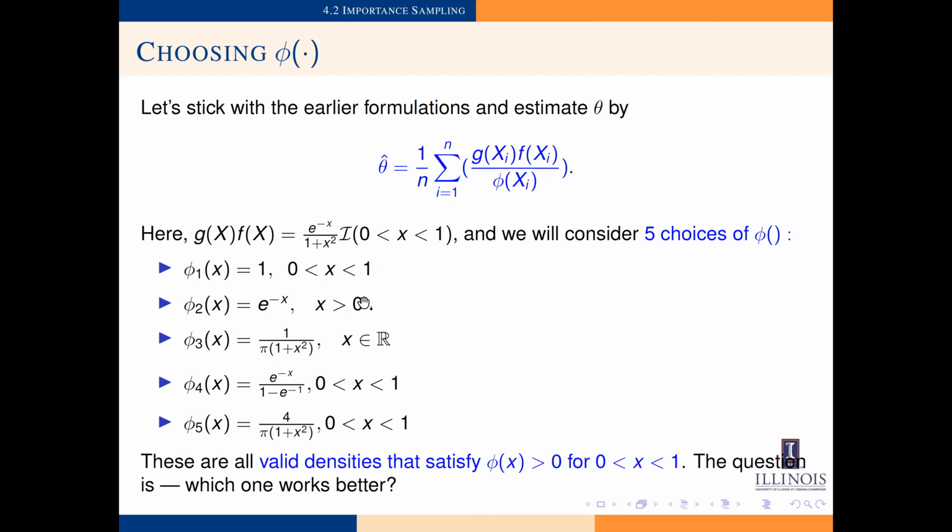You can see that for the 5 phis that are listed over here, phi 1 all the way to phi 5, these are all valid probability densities that satisfy that phi of x is greater than 0 for x between 0 and 1. So that's our A, the region we want to integrate. So the question we want to ask is which one works better? Which one will give us a theta hat that is more efficient? Let's take a look at each of them.